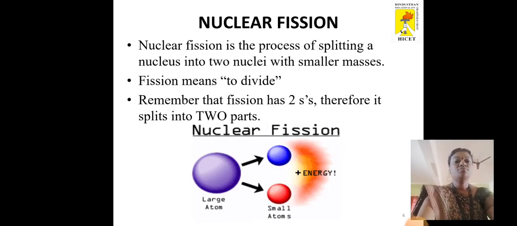There are two types of nuclear reaction. One is nuclear fission, another one is nuclear fusion. What is nuclear fission? It is nothing but a process of splitting a heavy nucleus into two lighter fragments. During this process, a tremendous amount of energy is getting released. Fission means to divide. So you can see in this picture a heavy atom, that is a large atom, which is split into two small atoms. During that time, a tremendous amount of energy is getting released.